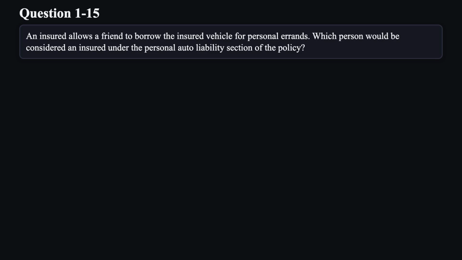Question 15. An insured allows a friend to borrow the insured vehicle for personal errands. Which person would be considered an insured under the personal auto liability section of the policy?